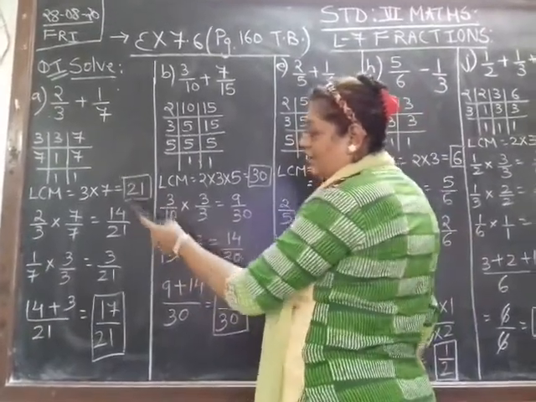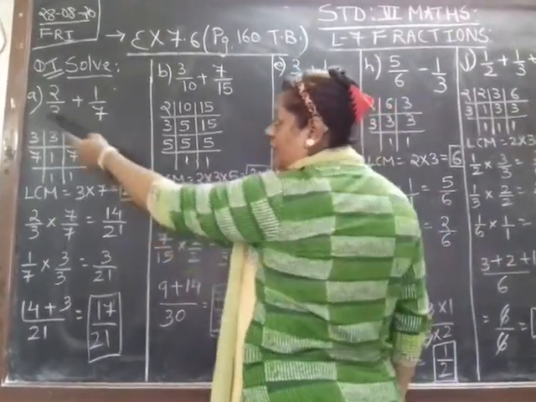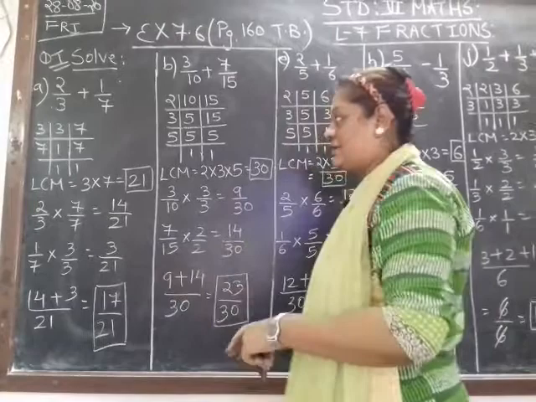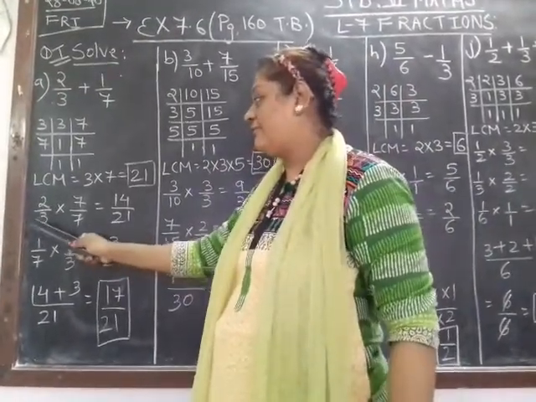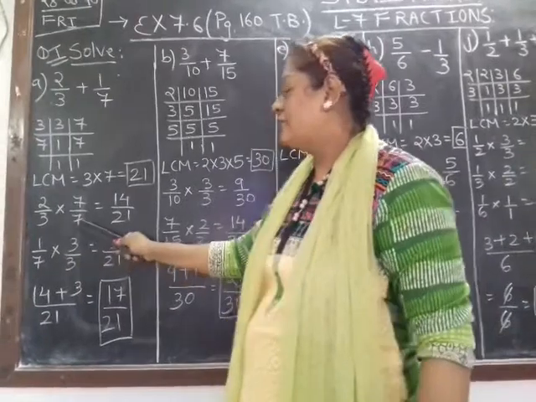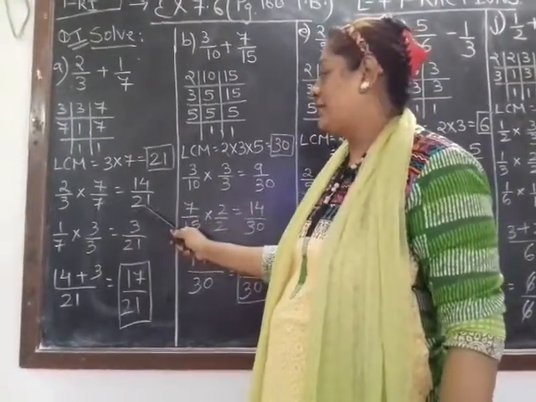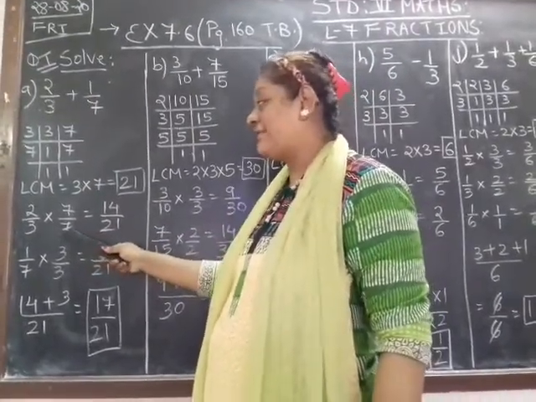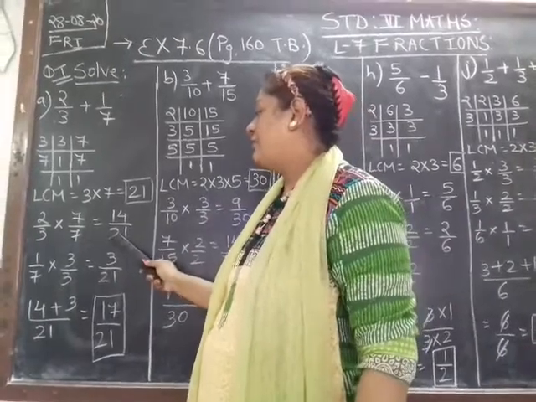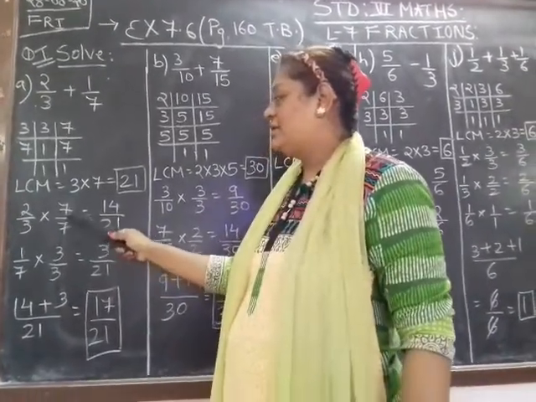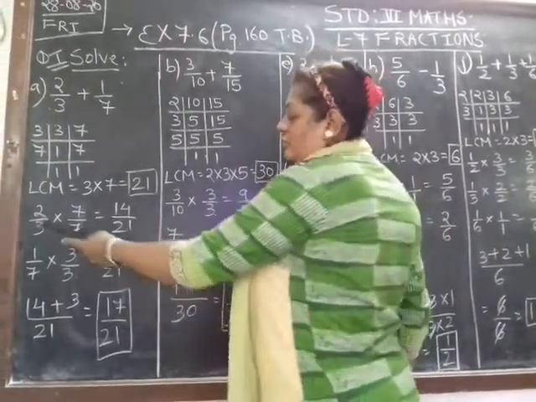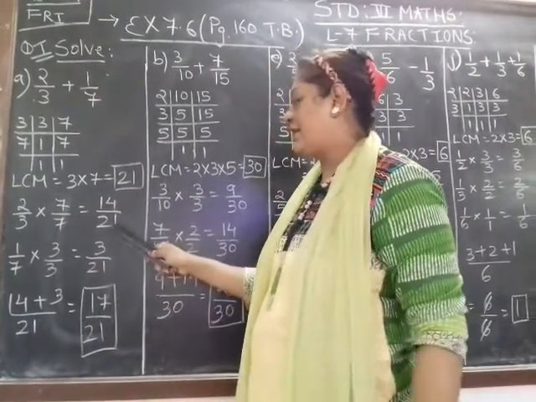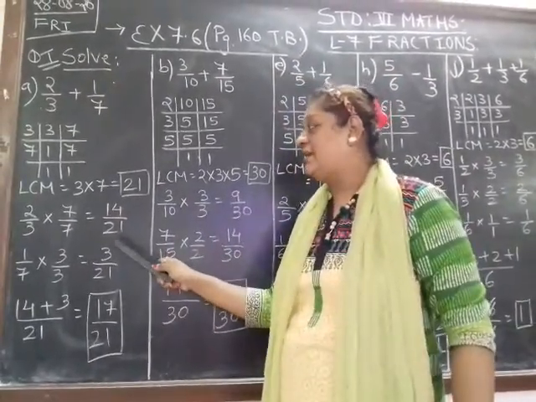Now this LCM will be our new denominator. So convert these old fractions into new ones with the same denominators. The old fraction is 2 upon 3, with 3 as the denominator. Which number will you multiply to get 21? That is our new denominator, that is the LCM. So I multiply 7 with 3 to get my answer 21. The numerator and denominator must be multiplied by the same number. So 2 into 7, 14, 3 sevens are 21. So now we have a new fraction with the denominator 21.